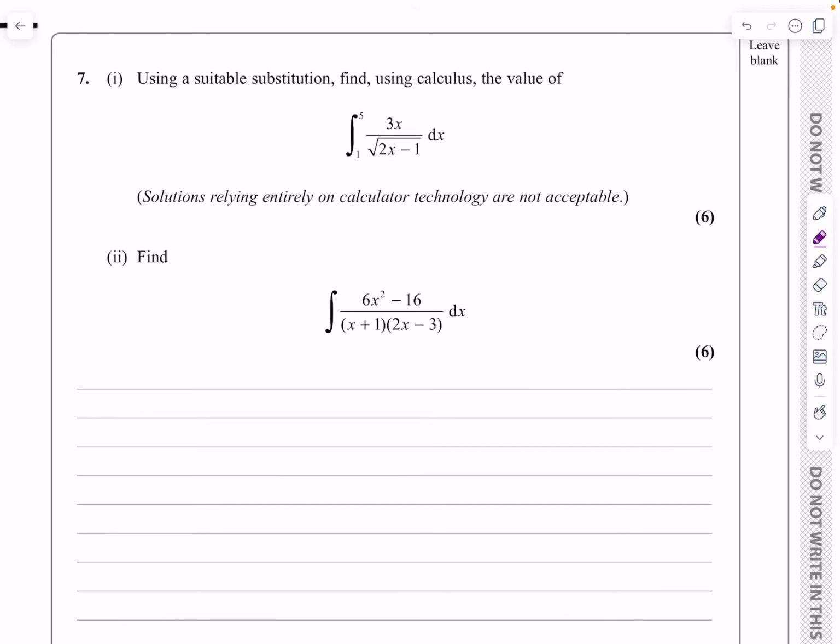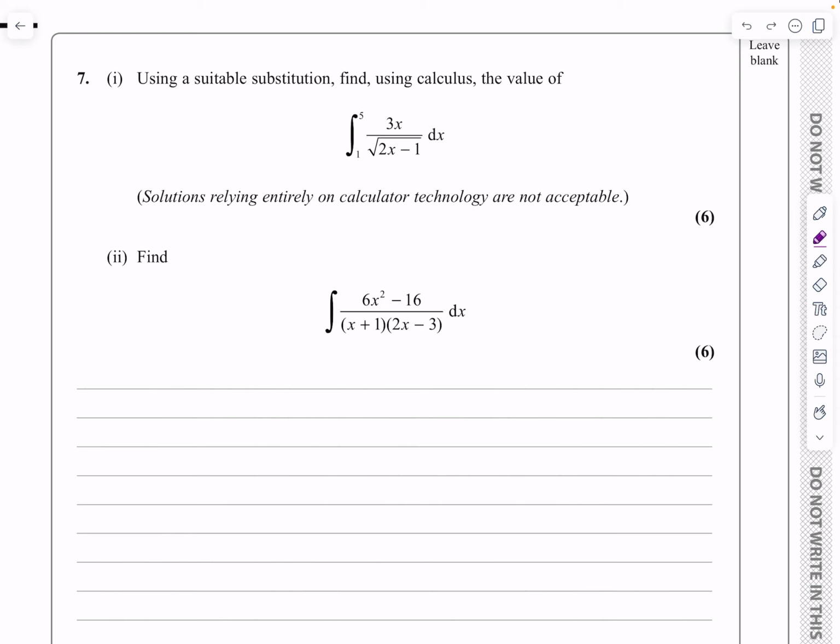Okay, this is the P4 paper from October 2020. This is question number 7, which is clearly an integration question. We've got integration by substitution up here, and we've got integration by parts down there. We'll do each part separately. Neither of them are particularly straightforward.